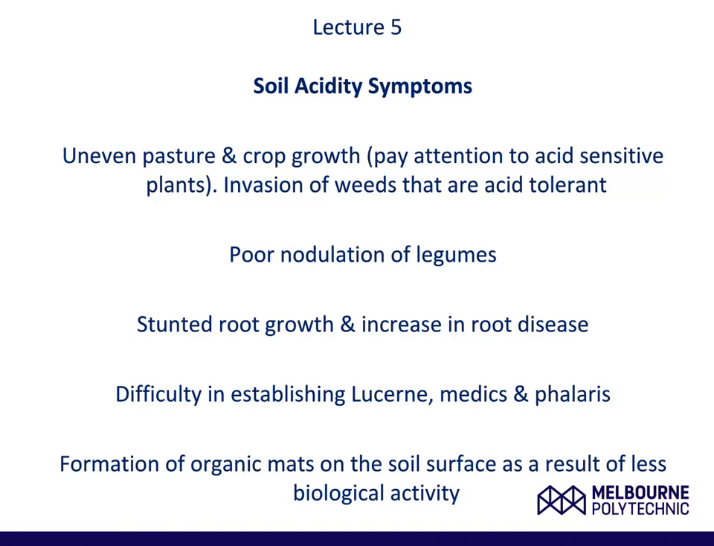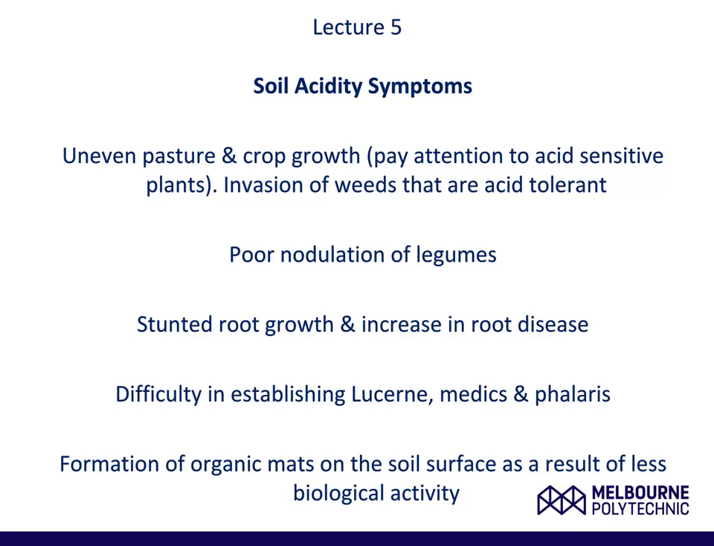So what are the signs of soils that are acidic? You tend to get uneven pasture or crop growth. Pay attention to acid-sensitive plants, and you may see the invasion of weeds that are acid tolerant. Acidity across a field tends to vary significantly. This may match your uneven pasture variation. You may see poor nodulation of legumes.